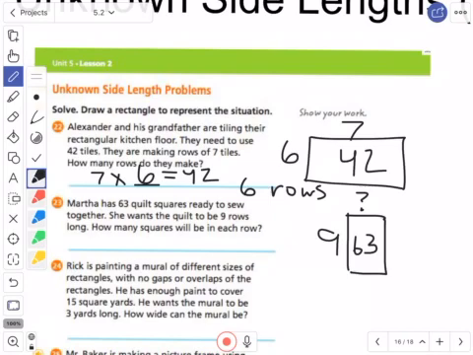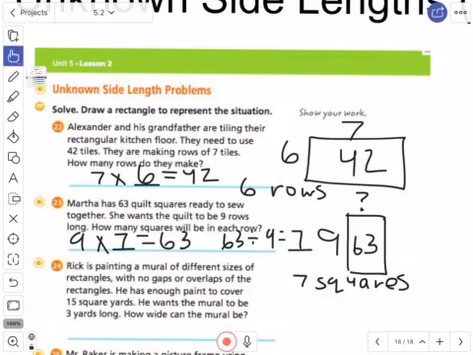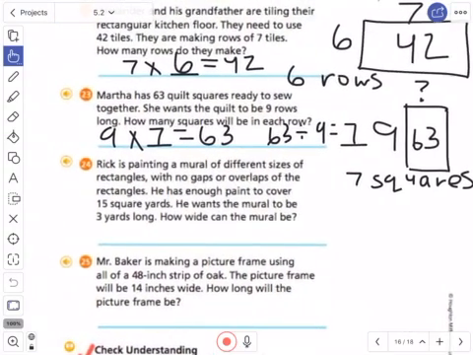So I can think about it like 9 times what equals 63. Or I can do 63 divided by 9 equals what? Okay. Oh, I know that the answer is going to be 7. So how many squares in each row? 7 squares for my answer.